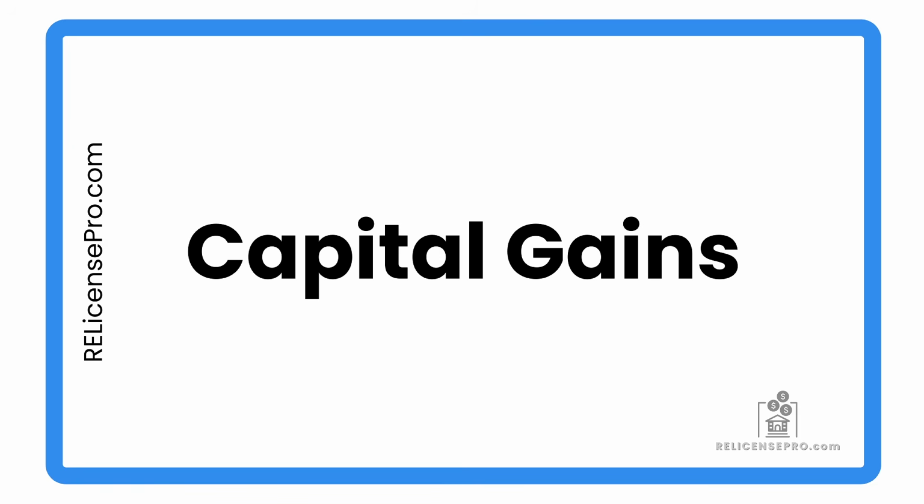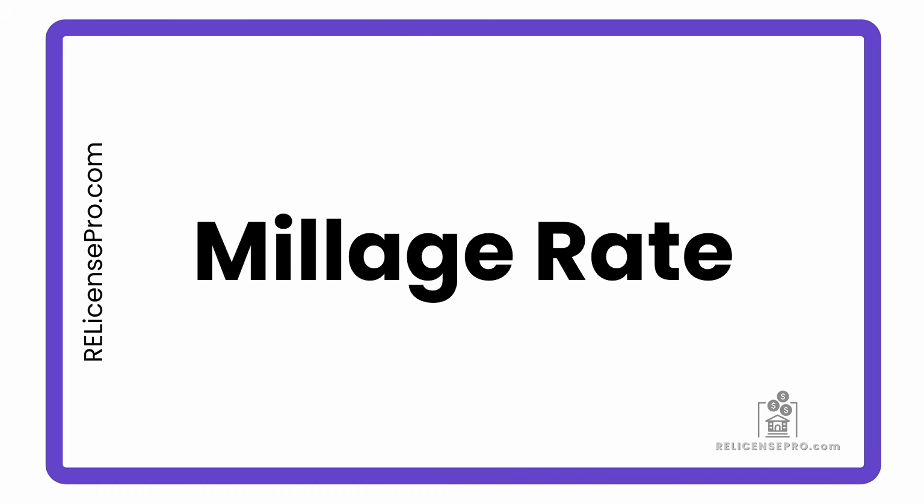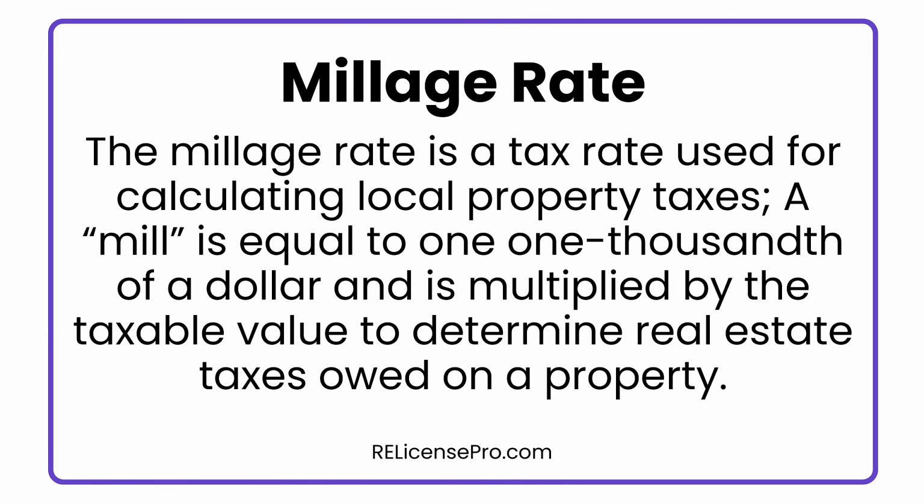Capital gains. Capital gains are net profits on the sale of an asset such as a piece of real estate. Millage rate. The millage rate is a tax rate used for calculating local property taxes. A mill is equal to 1/1000th of a dollar and is multiplied by the taxable value to determine real estate taxes owed on a property.